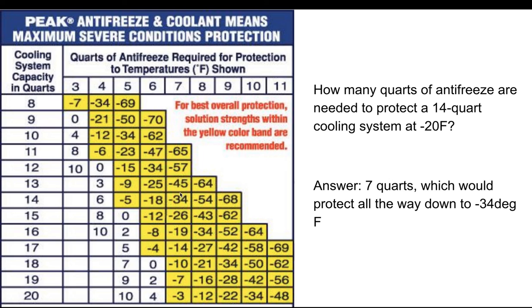We're not going to use half bottles. We're not going to say, just a sprinkling of the 7th quart. Don't use the whole thing. Now, go with whole bottles. So if we need to get down to negative 20, we're not going to stop here. We're going to have to go all the way to 7. So 7 quarts, which would protect all the way down to negative 34 degrees Fahrenheit. That's how we use this table. That's why antifreeze works, and that's why coolant systems are important.